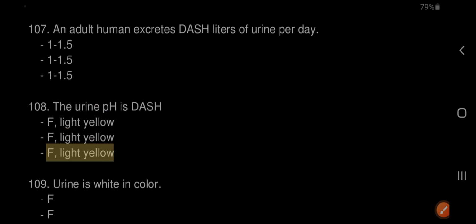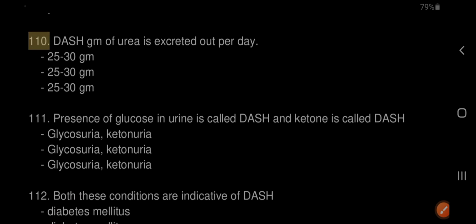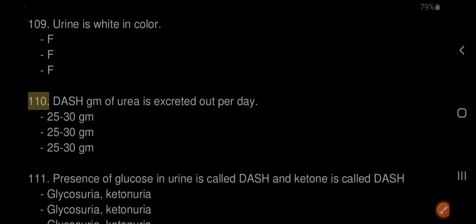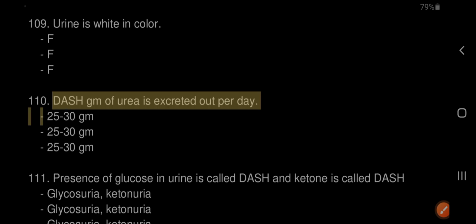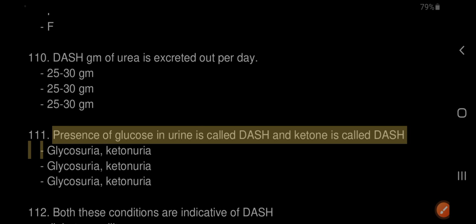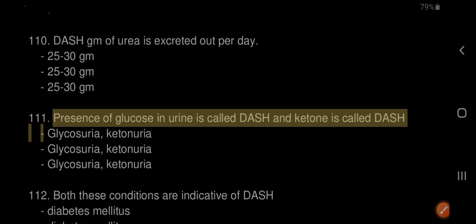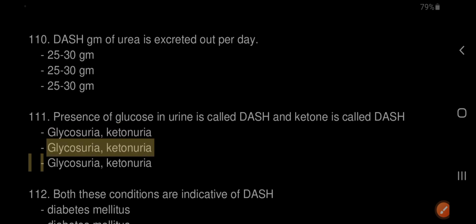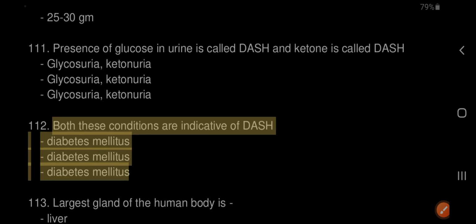False. 110. Dash gm of urea is excreted out per day. 25 to 30 gm. 111. Presence of glucose in urine is called dash and ketone is called dash. Glycosuria, ketonuria. 112. Both these conditions are indicative of dash. Diabetes mellitus.